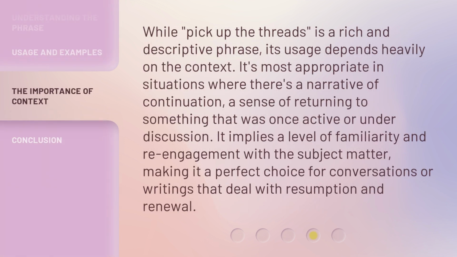While pick up the threads is a rich and descriptive phrase, its usage depends heavily on the context. It's most appropriate in situations where there's a narrative of continuation, a sense of returning to something that was once active or under discussion. It implies a level of familiarity and re-engagement with the subject matter, making it a perfect choice for conversations or writings that deal with resumption and renewal.